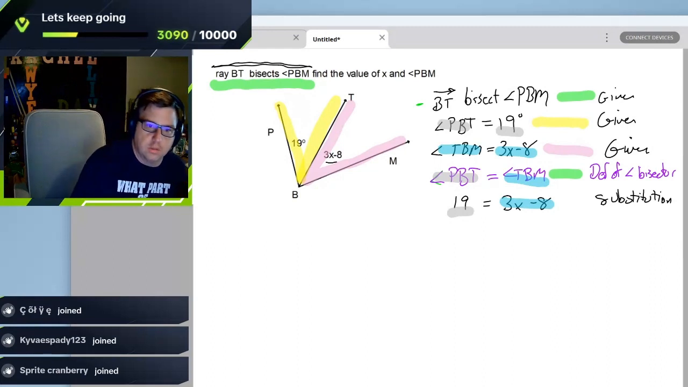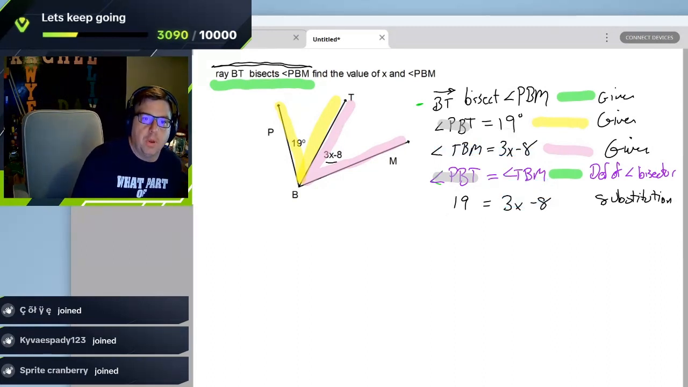I know it looks a little bit more confusing, but that's how substitution works, okay? We're taking what PBT actually is and substituting it in so it's no longer PBT, but what PBT actually equals. Same thing here, TBM. We don't want TBM. We want what TBM actually equals. And that's how that works.